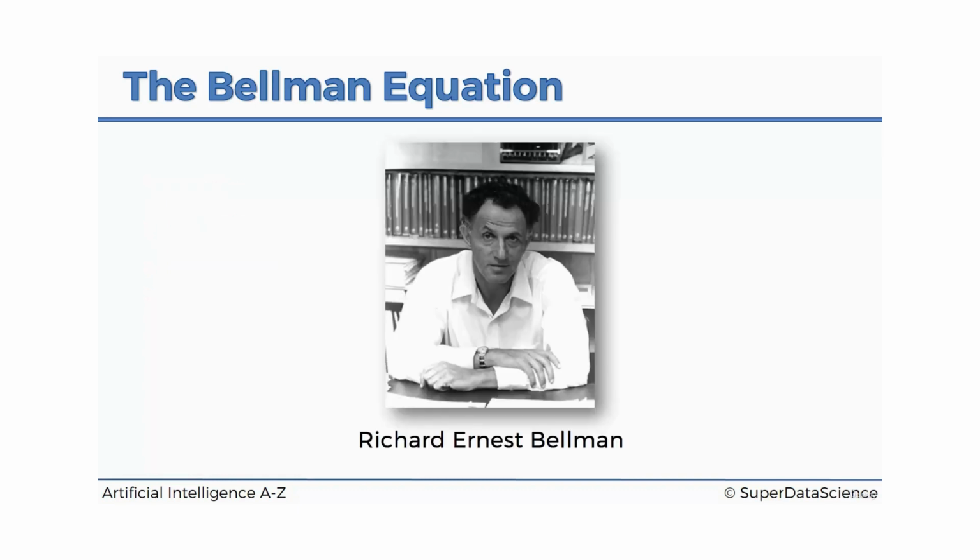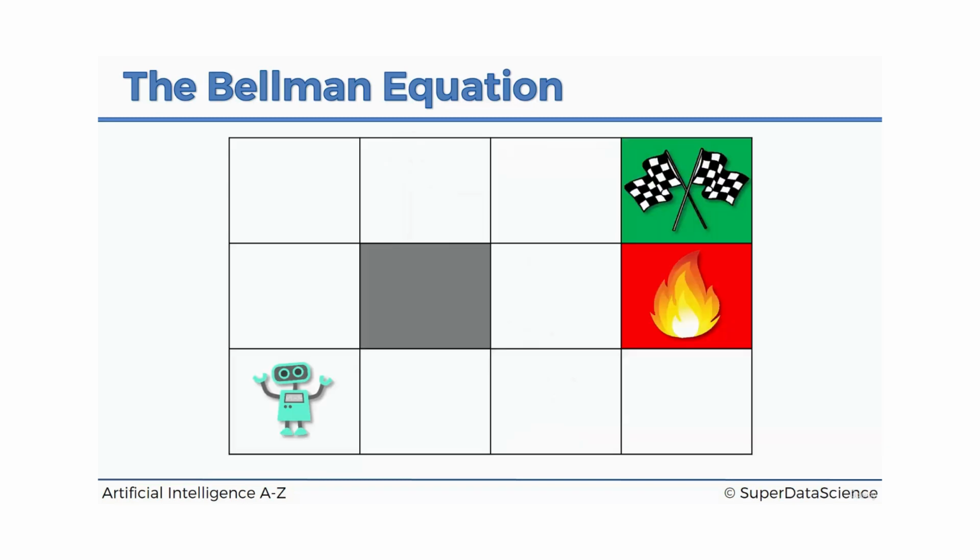So the person behind the Bellman equation is Richard Ernest Bellman. He was an applied mathematician and came up with the concept of dynamic programming, which we now call reinforcement learning, or which we call the Bellman equation. Now that's what we call it now. And in 1953, he came up with that concept, and that's when the Bellman equation came to be. So let's have a look at how this all works.